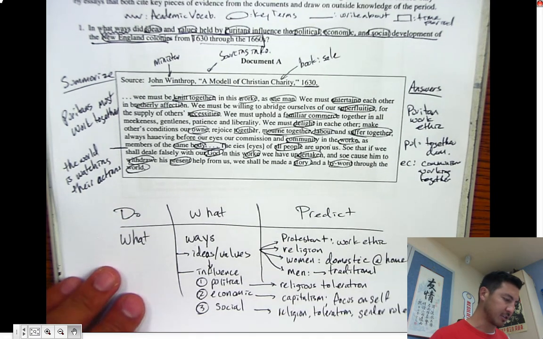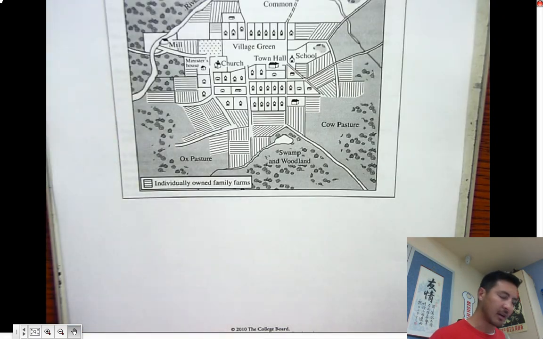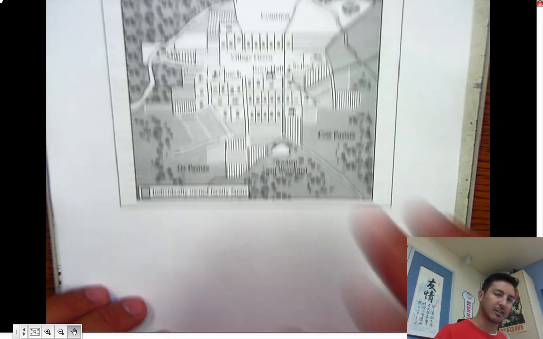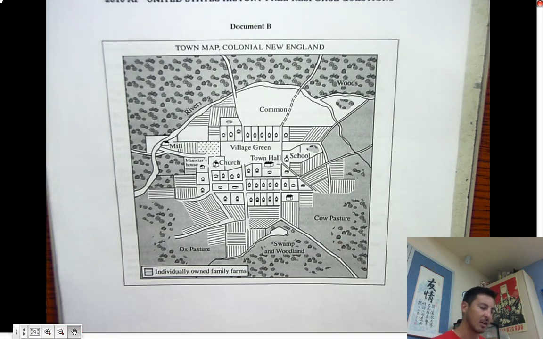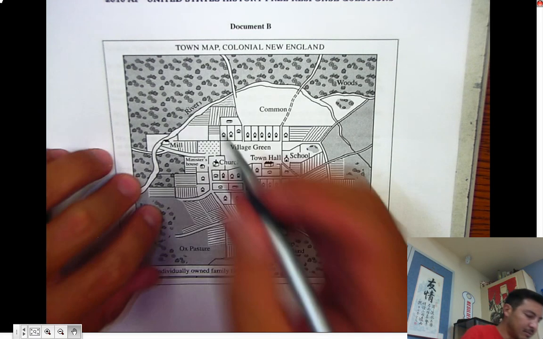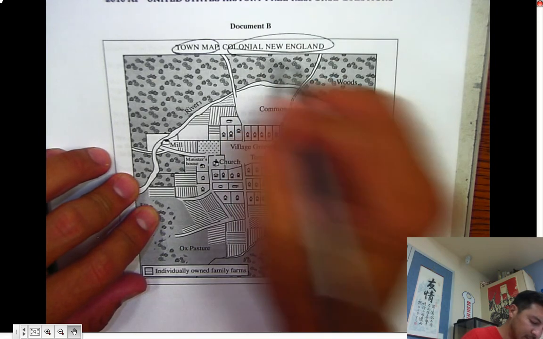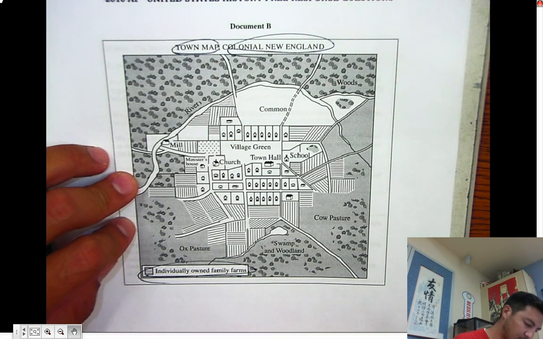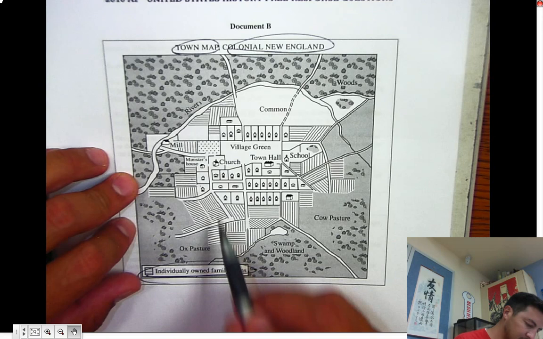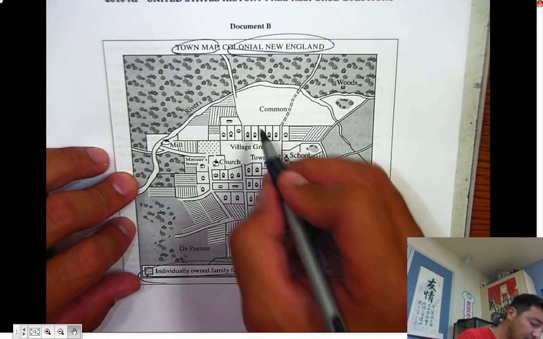The next one is an interesting one because I believe it's a map, and maps tend to scare students a little bit, especially when figuring out what's going on. So I'm going to dissect this a little bit with you guys. This is a town map in colonial New England. These are individually owned farms. Interesting, so there's a lot of individualism happening here. There is some common land.